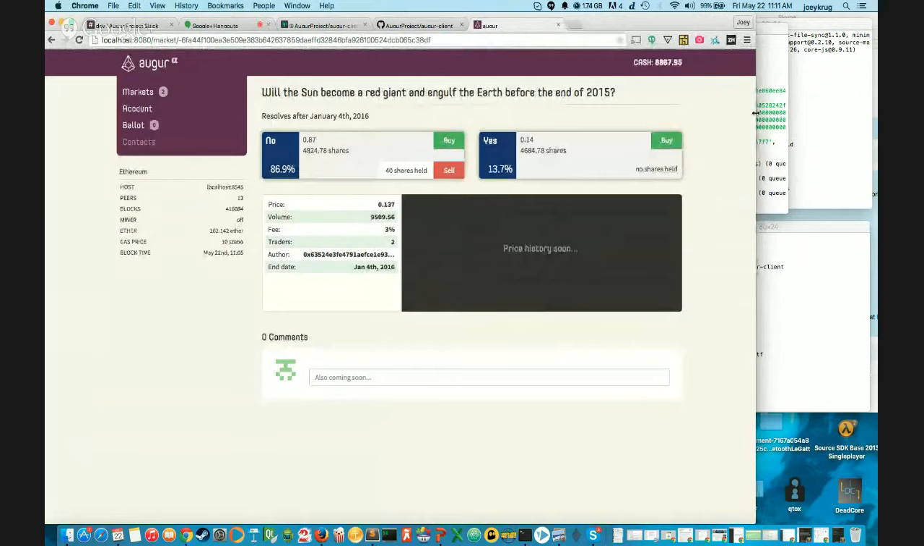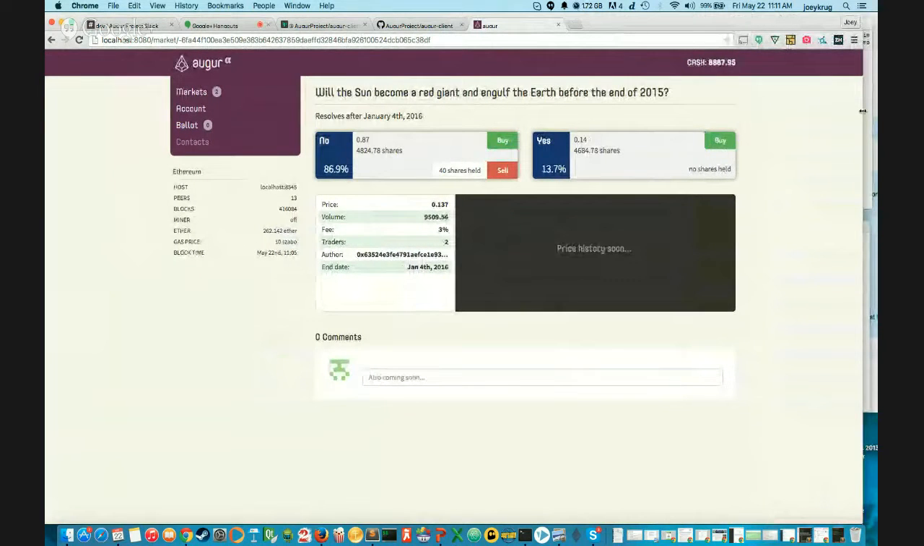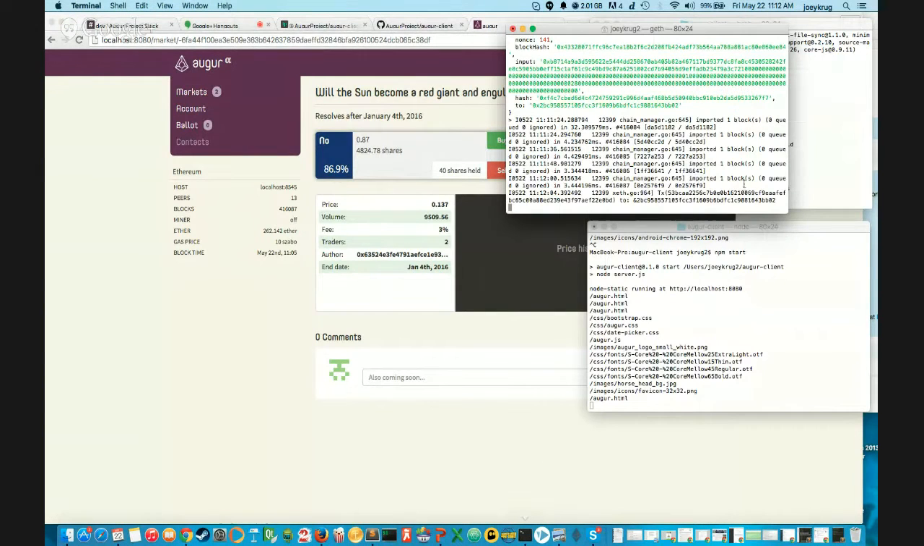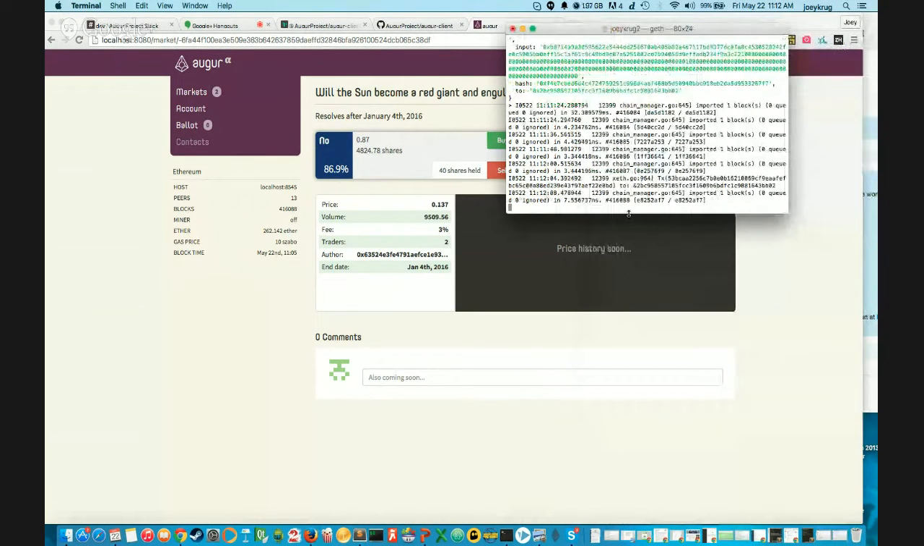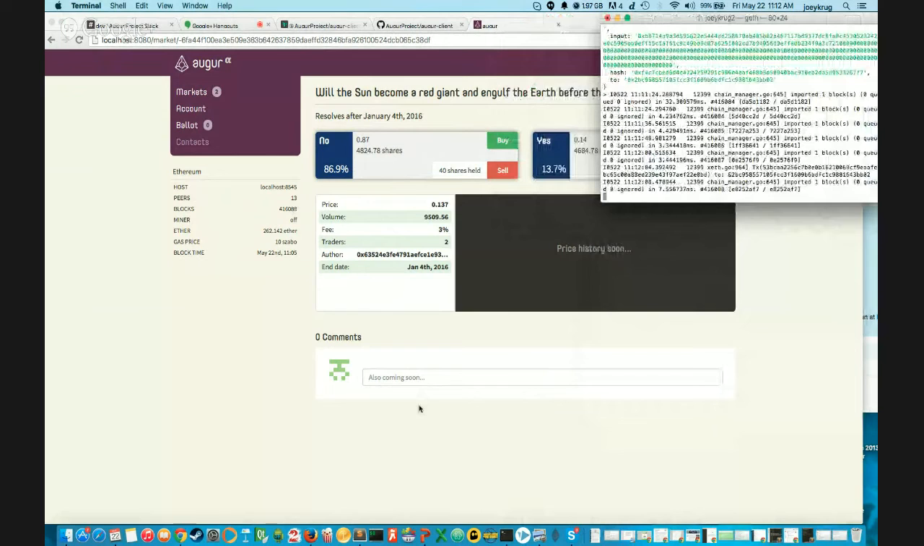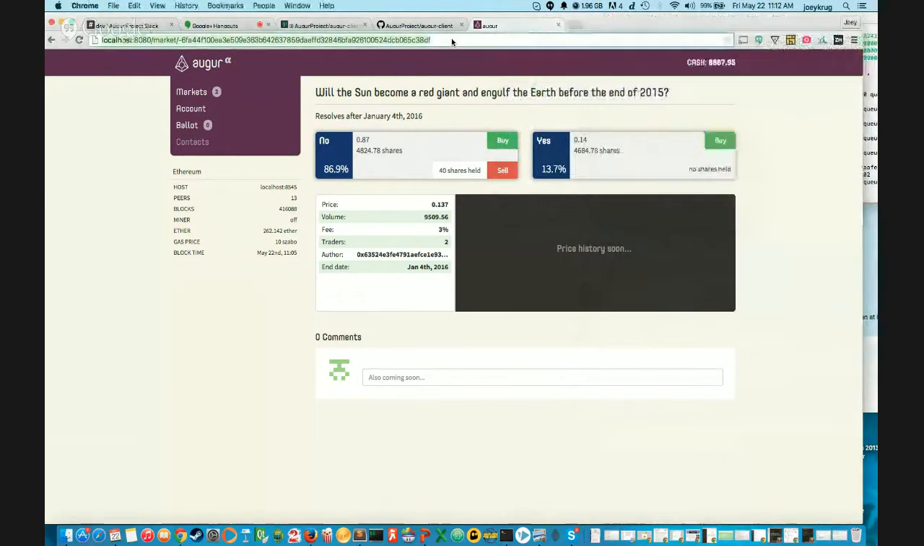Okay. And so anyway, I bought those shares. I refreshed, and I have 40 shares held of no. The odds of no went up pretty high. And if I want, I can sell those shares again. So if I sell 5 shares, it's going to lower the odds a bit because I'm getting out of this market. I'm going to buy some of yes. And then you can see it's sent the transaction to Geth. These transactions tend to go pretty fast because the testnet blocks are coming in pretty fast now.